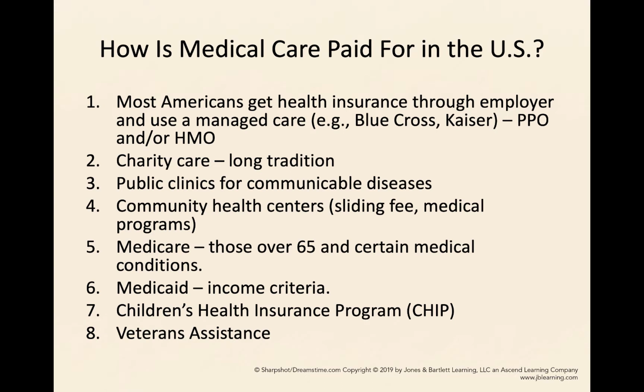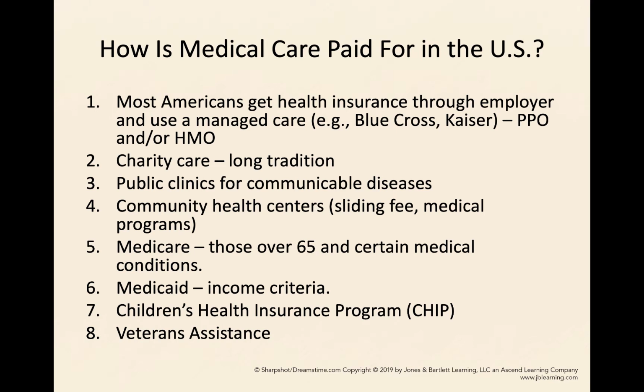How is medical care paid for in the United States? Someone has it through their employer, like Blue Cross, Kaiser, and it's either a PPO or an HMO. There's charity care. There are public clinics for communicable diseases and basic health care. There are community health centers, which have a sliding fee and medical programs. There is Medicare, which is for those over 65 and with certain medical conditions, not all medical conditions, for example, kidney failure. And then there's Medicaid, which has income criteria.